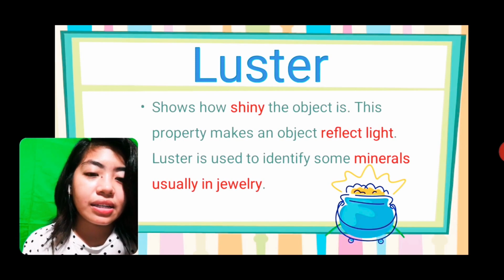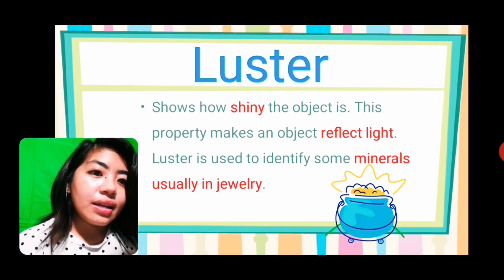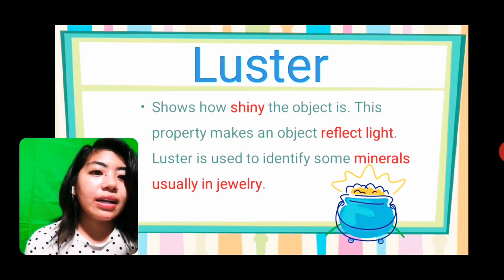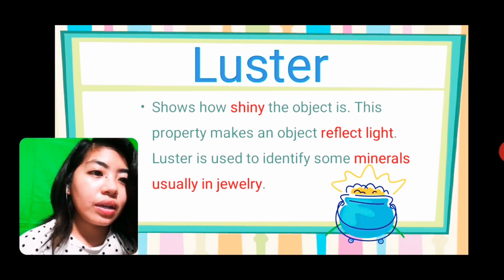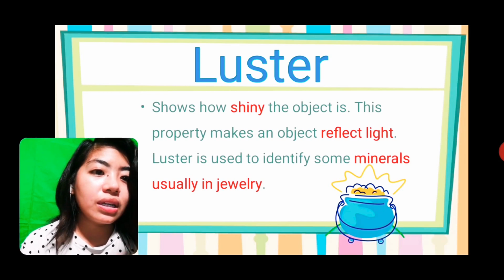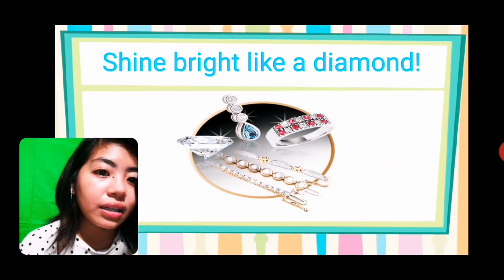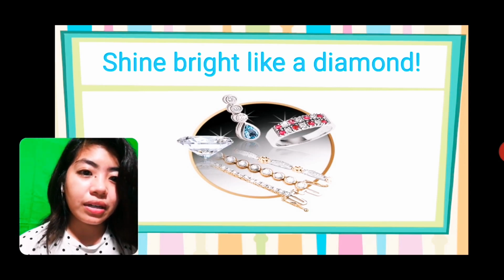Next is luster. Luster shows how shiny the object is, the property that makes the object reflect light. It is used to identify some minerals, usually in jewelry. Just like this one, how shiny a piece of jewelry or an object is.